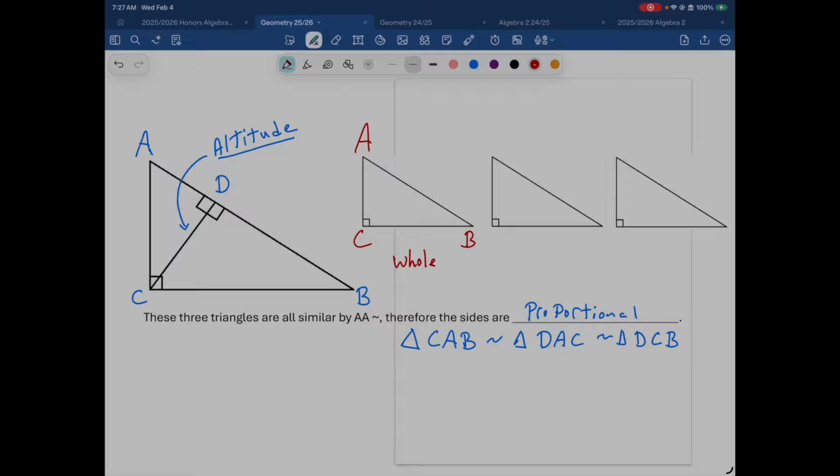The other thing I'm going to do is put tick marks in. I'm going to put a tick mark in A, and I'm going to put a double tick mark in B. And that's just going to help us identify it. So if I go over to my whole triangle over here, I'm going to give this one 1 tick mark, and I'm going to give this one 2 tick marks. Okay, so we can see the ratios that I could set up with our whole triangle, and that's our whole triangle.